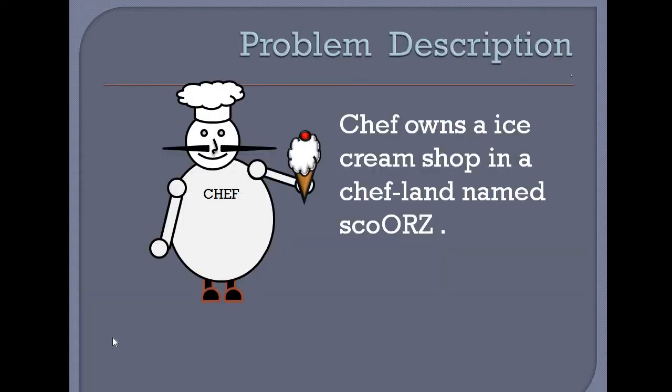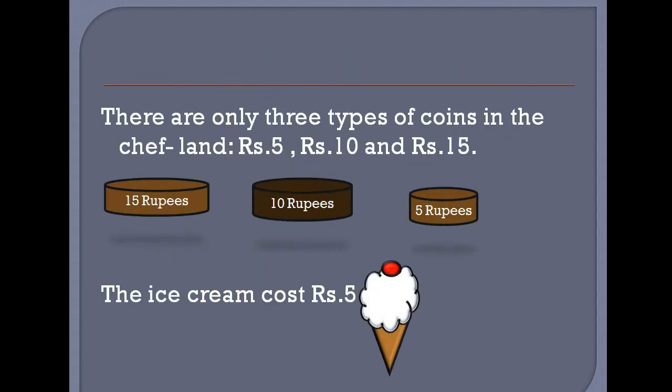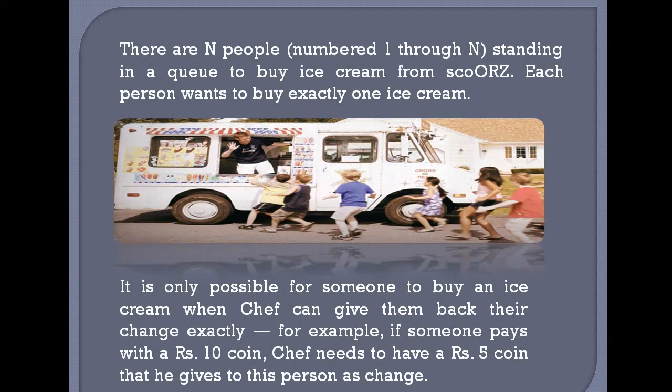As per the problem description, there is a chef that owns an ice cream shop in a Chef Land named Skours. There are only three types of coins in this Chef Land: rupees 5, rupees 10 and rupees 15. The ice cream costs rupees 5. After this, let's say there are n people numbered 1 through n standing in a queue to buy ice cream from Skours. Each person wants to buy exactly one ice cream.